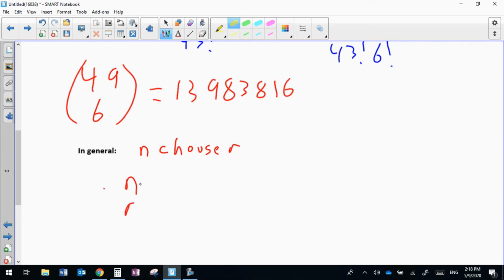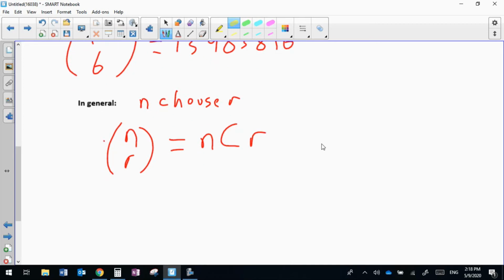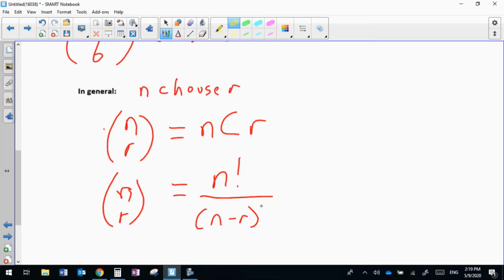And the notation is like this, or nCr. Now, in general, how do we calculate N choose R? Besides using the button on our calculator, we can. But N choose R is equal to N factorial divided by N minus R factorial.